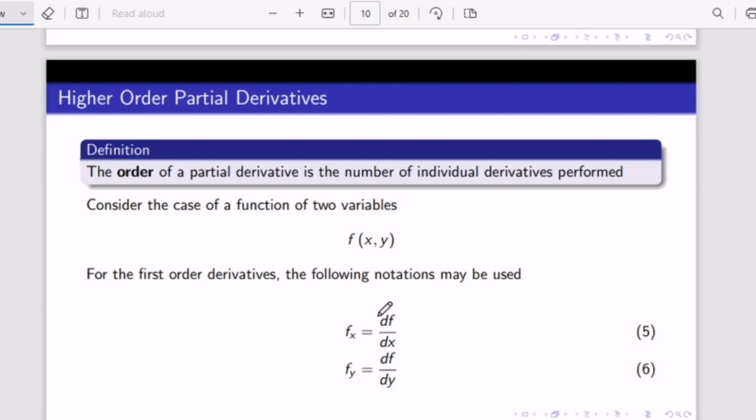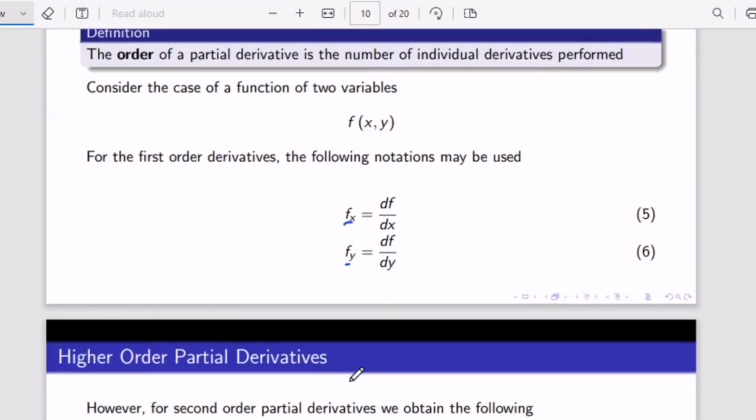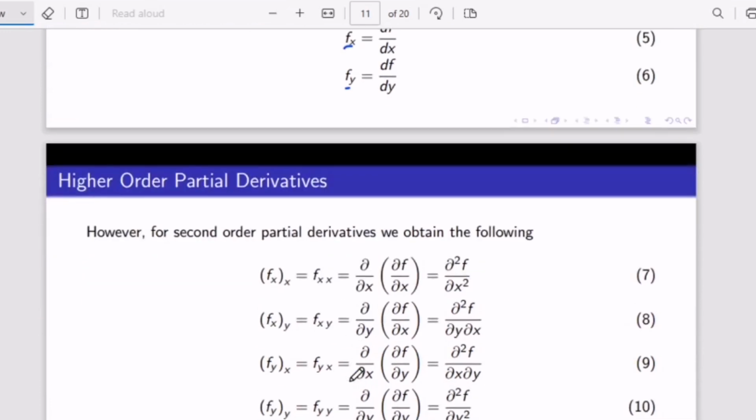We know this already. When we talk about small f of x, it means the partial derivative of the function with respect to x. This is the partial derivative of the function with respect to y. Let's go here. This is the complex part, right? With a higher order, we can get f xx. That means you're going to differentiate 2 times, but we are going to differentiate with respect to x, with respect to x, right? And how do we write this?